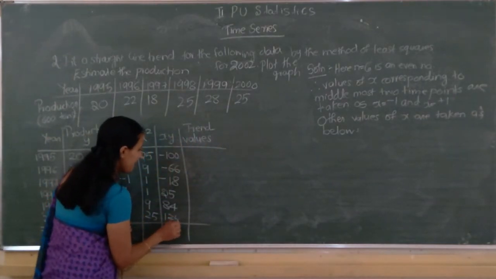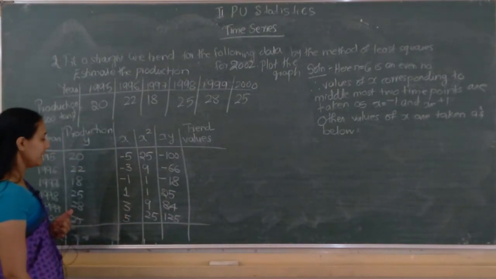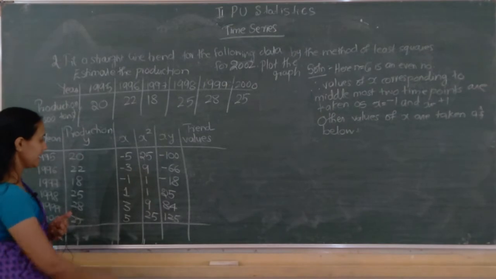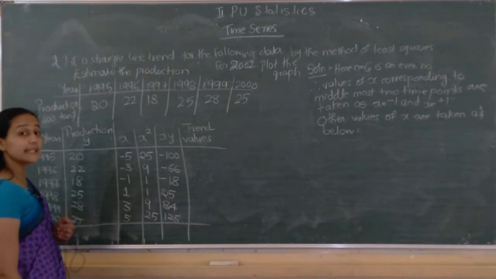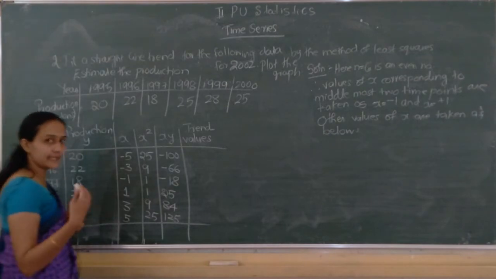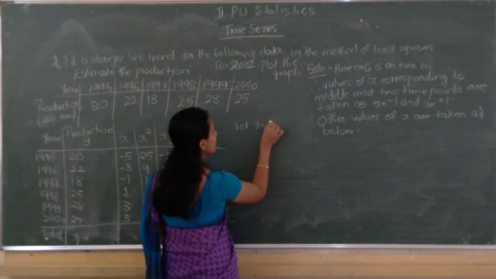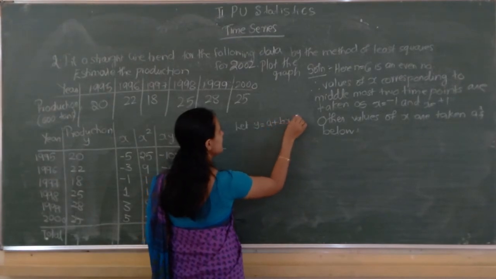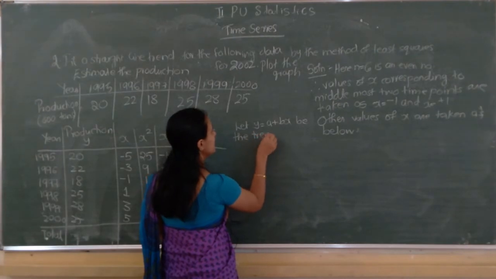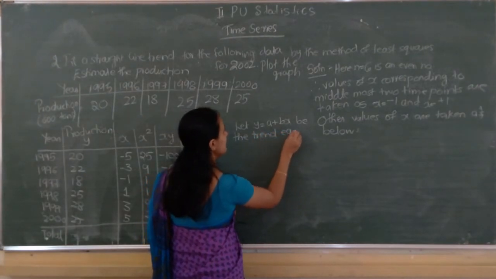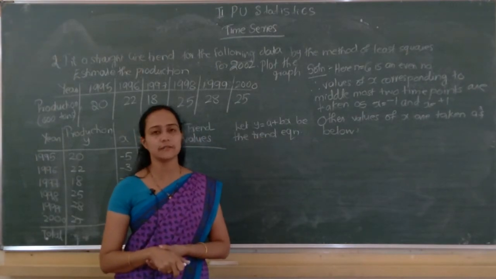Next one, trend values. Trend values we will find later, after x into y. Yes, x into y. Trend values we are finding last. So, here as it is you have to write: let y equal to a plus bx be the trend equation.